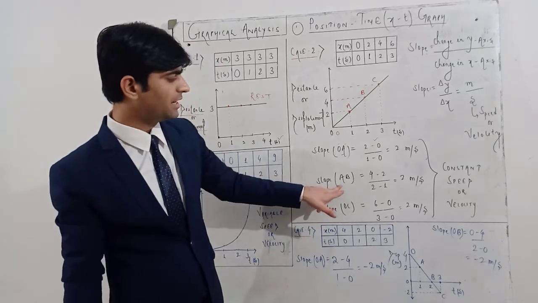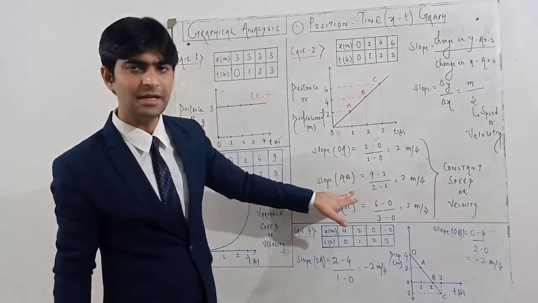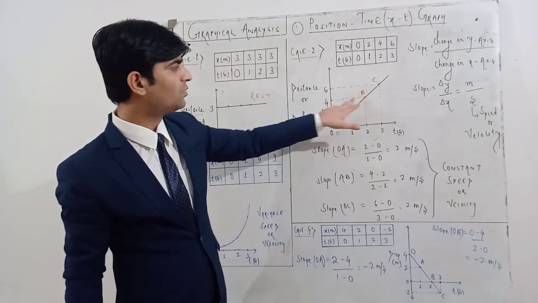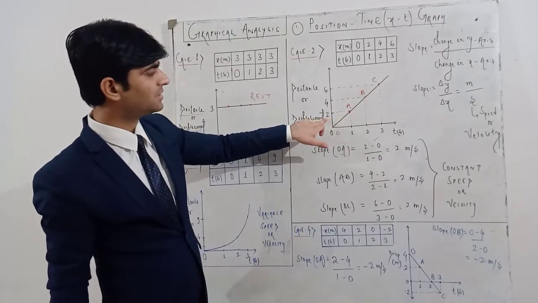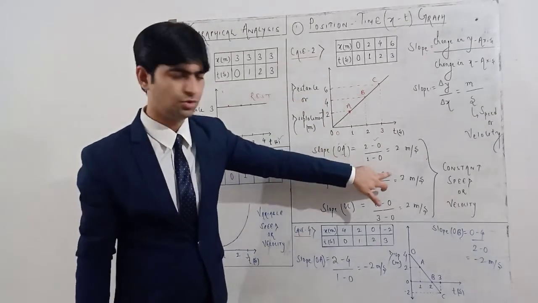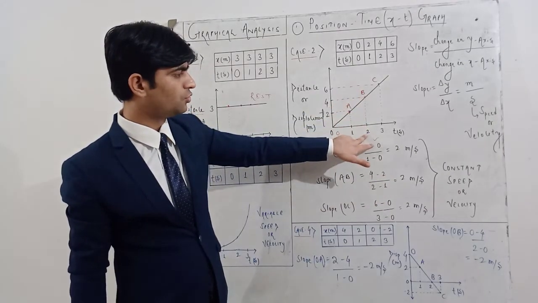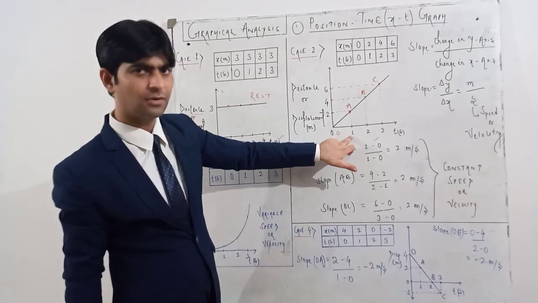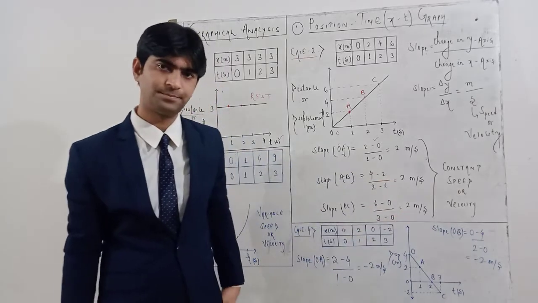Now calculate for AB. Focus on A and B. When I write AB, B is the final point, A is the starting point. Corresponding to B, what is written on the y-axis? 4. Corresponding to point A? 2. So the change is 4 minus 2. On the x-axis, corresponding to B, the final point, what is written? 2. Corresponding to A? 1. So the change is 2 minus 1. Again 2 meter per second.